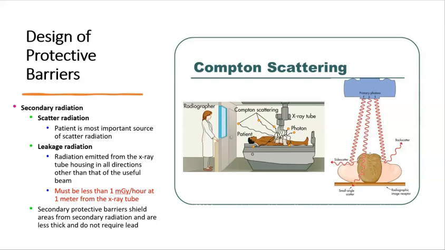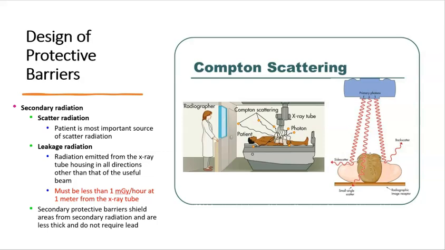Leakage radiation is radiation emitted from the x-ray tube housing in all directions other than the useful beam. So remember the outside of the x-ray tube. There's the inside where electrons are converted to photons into x-rays, then we have this lead housing. The housing is lined with lead, but even with it lined with lead, it still has x-ray photons that leak through it. They're too high of energy.